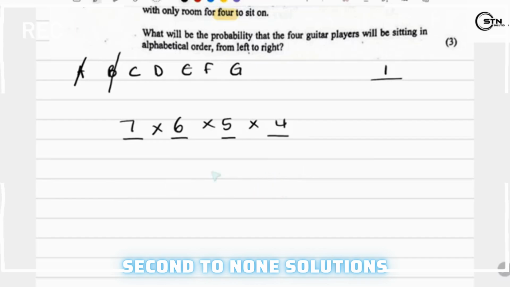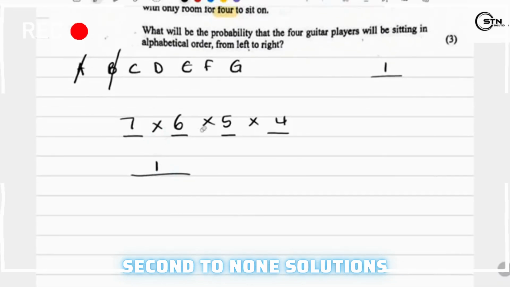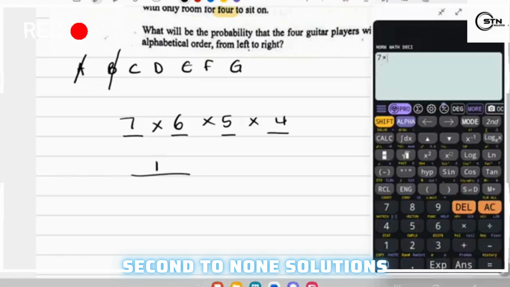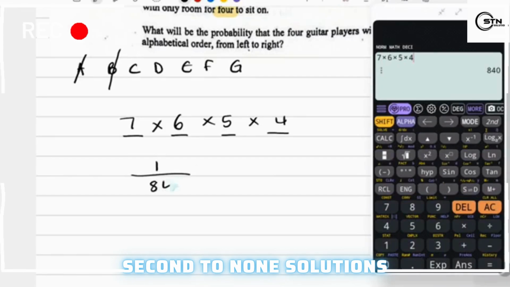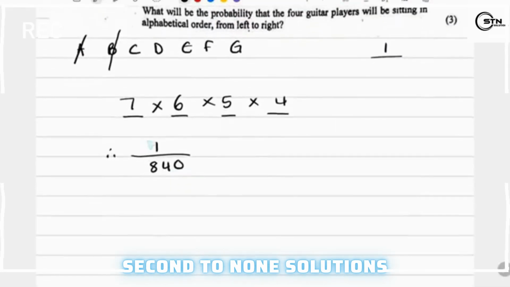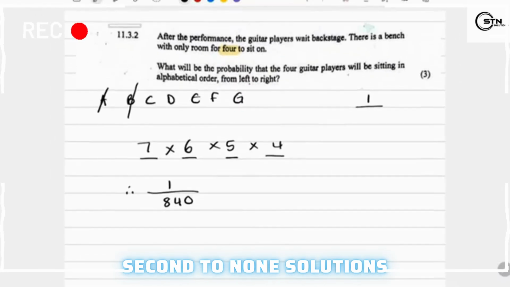So that means to find the probability, we will just say 1 over the scenario they gave us, which is just all of this. If we multiply that, let's see what that gives us. 7 times 6 times 5 times 4 is 840. So the probability is 1 over 840. Okay, so that's the answer there. And then moving on to the next question.